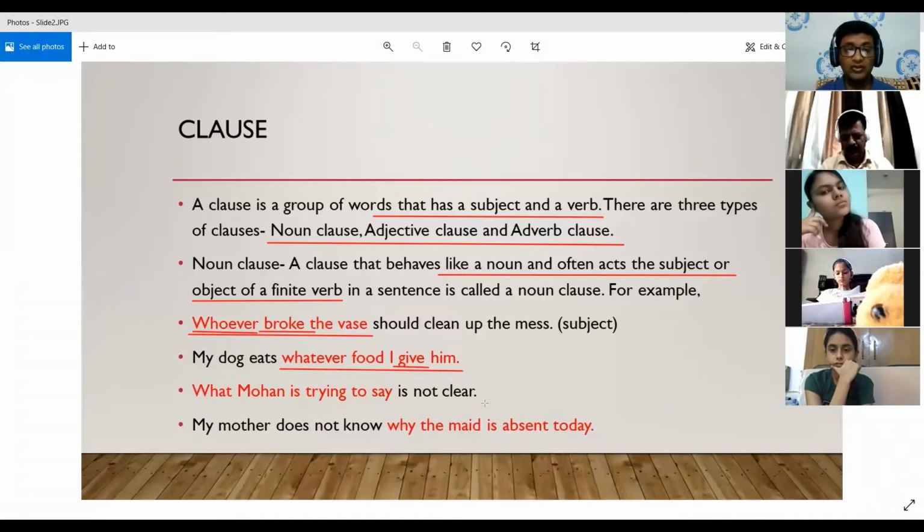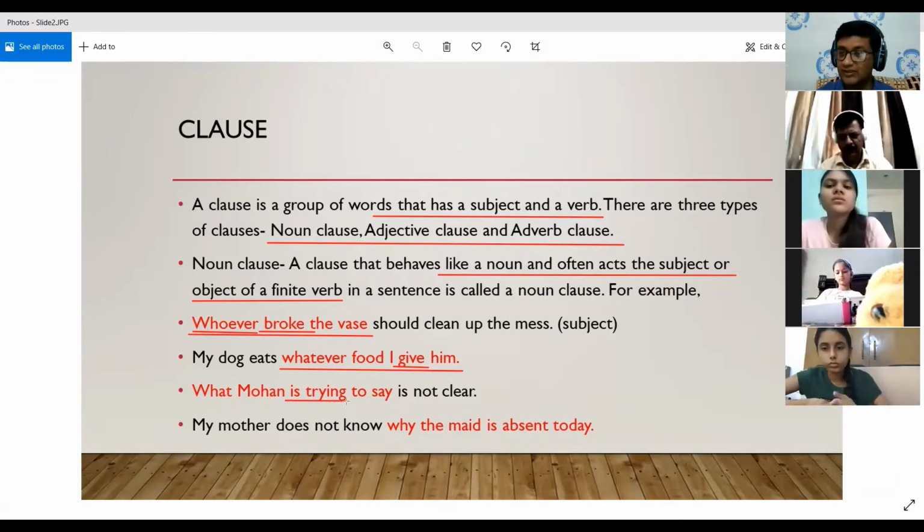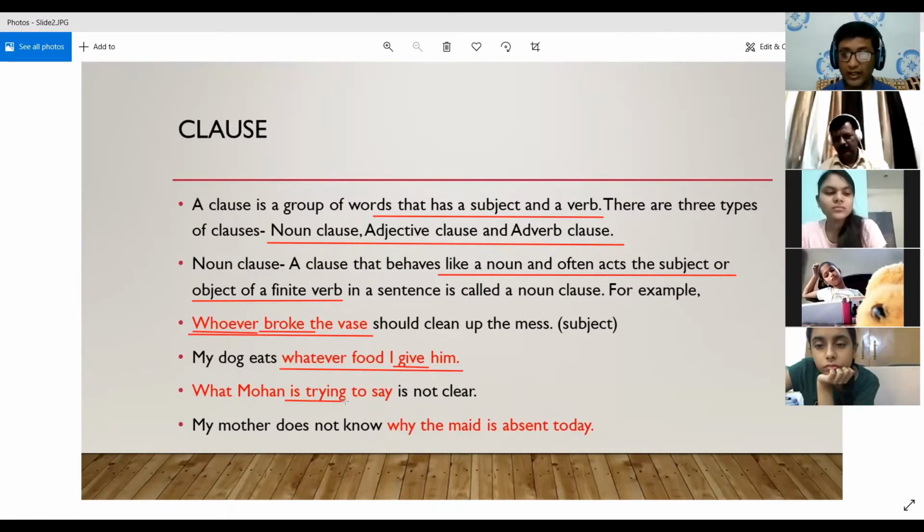Then if you see inside the clause, you will find is trying is present. And is trying is a verb. So you can see that in this group of words, is trying is present, which is a verb. So it is definitely a clause, and this whole part is acting as a noun. So it is a noun clause again.